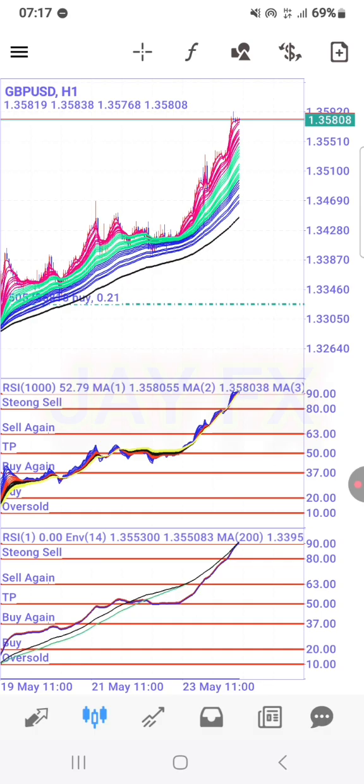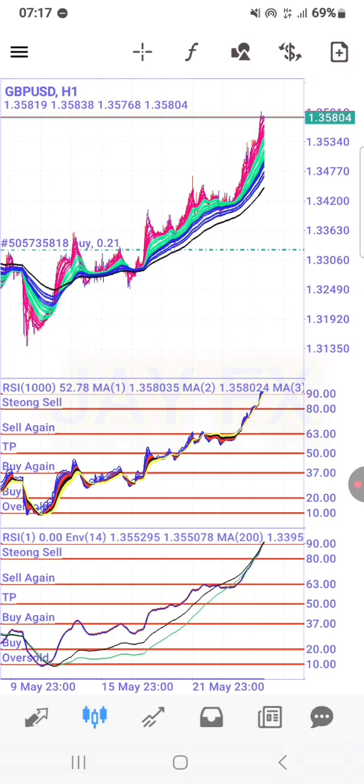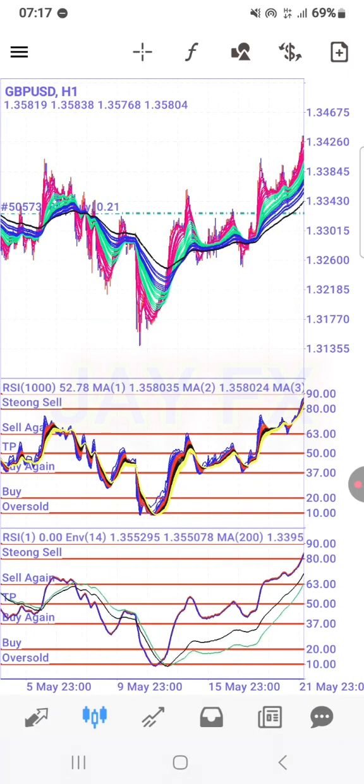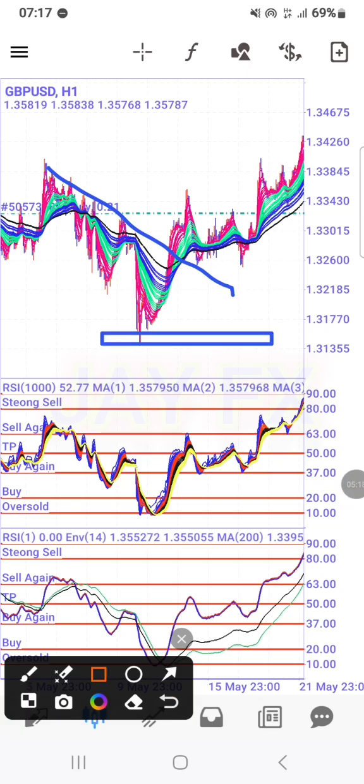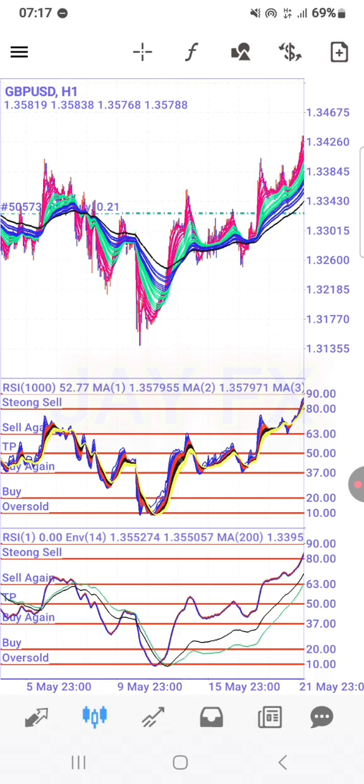I check different time frames. I just went back to the 1 hour time frame. Exactly, you could see that the downtrend line here was broken. This is where we saw our support, a strong support from the 4 hour time frame.